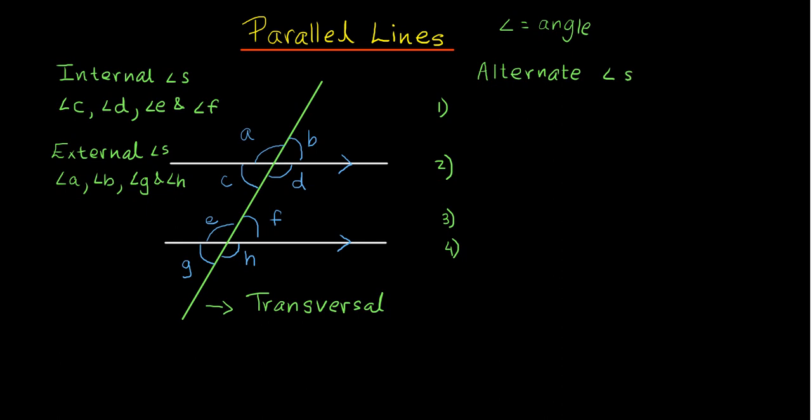Okay, let's get started on these. The first rule is that both of them are on different sides of the transversal. So both these angles are on different sides of the transversal. What that means is if one angle is on the right, the other one will be on the left.